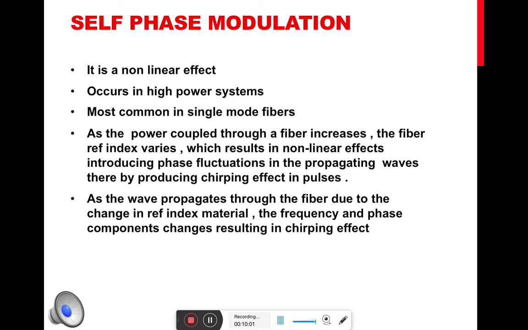When an optical pulse is being coupled through an optical fiber, the change in refractive index introduces phase fluctuations in the propagating wave, which can result in a chirping effect. Chirping, as we have already learned, is the change in the shape of the pulse. There can be phase fluctuations and also frequency fluctuations because of this change in refractive index of the material, because of the non-linear Kerr effect, which can result in chirping.